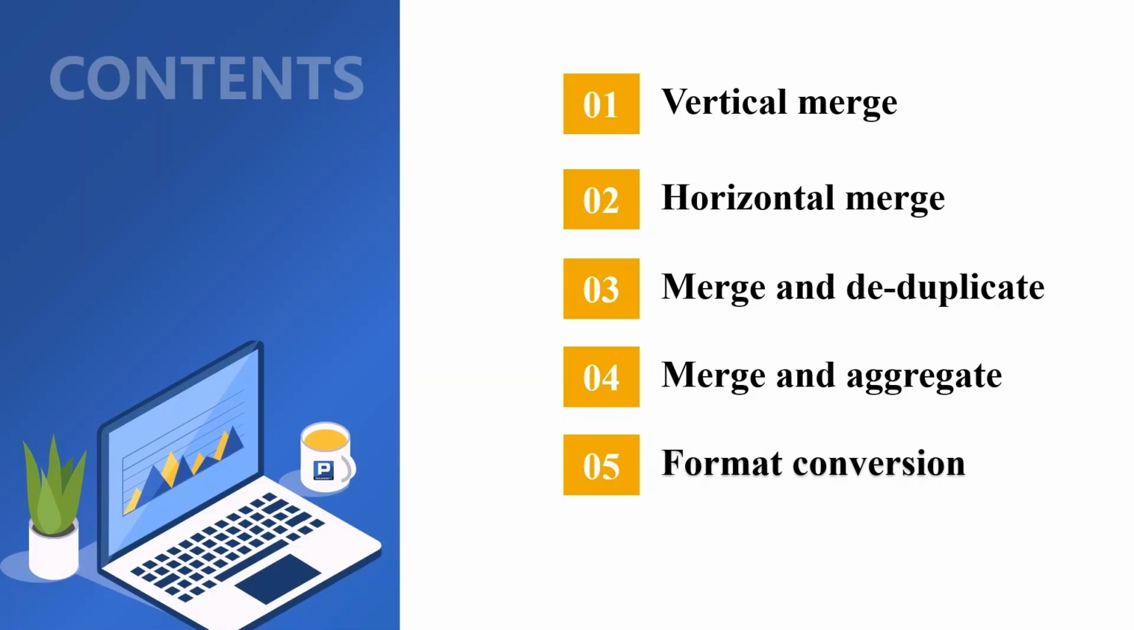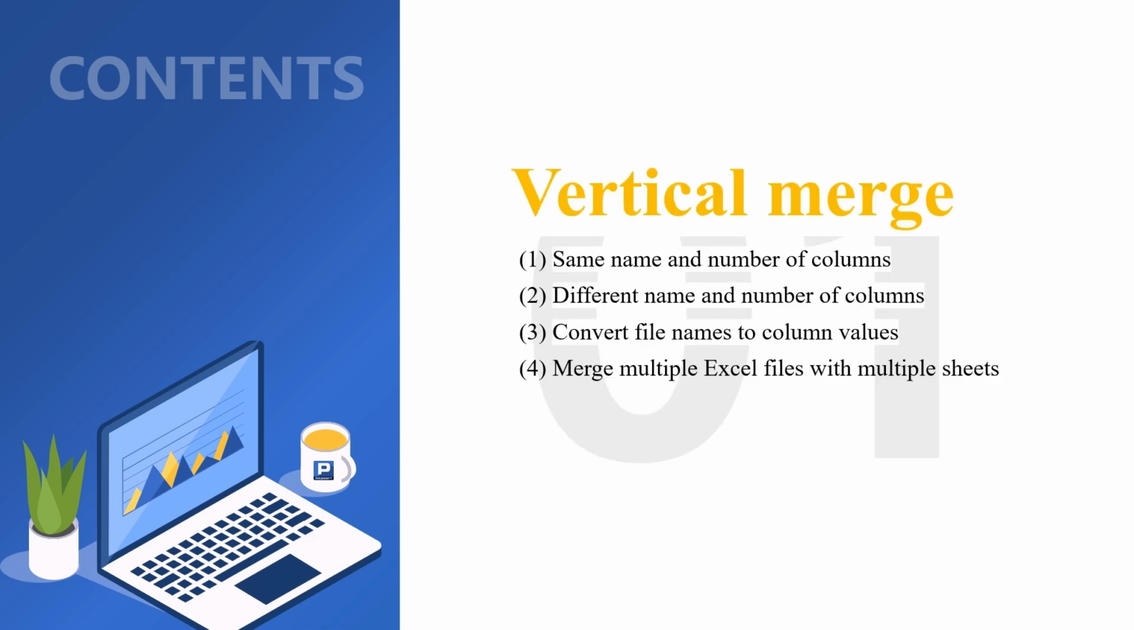To help improve work efficiency, this lecture provides esProc solutions for some common requirements encountered when merging Excel files. We divide the requirements into 5 categories, and each category is further divided into several subcategories, which basically cover most common merge issues. Let's start with vertical merge. Vertical merge involves 4 subcategories, and we will explain them one by one from simple to complex.